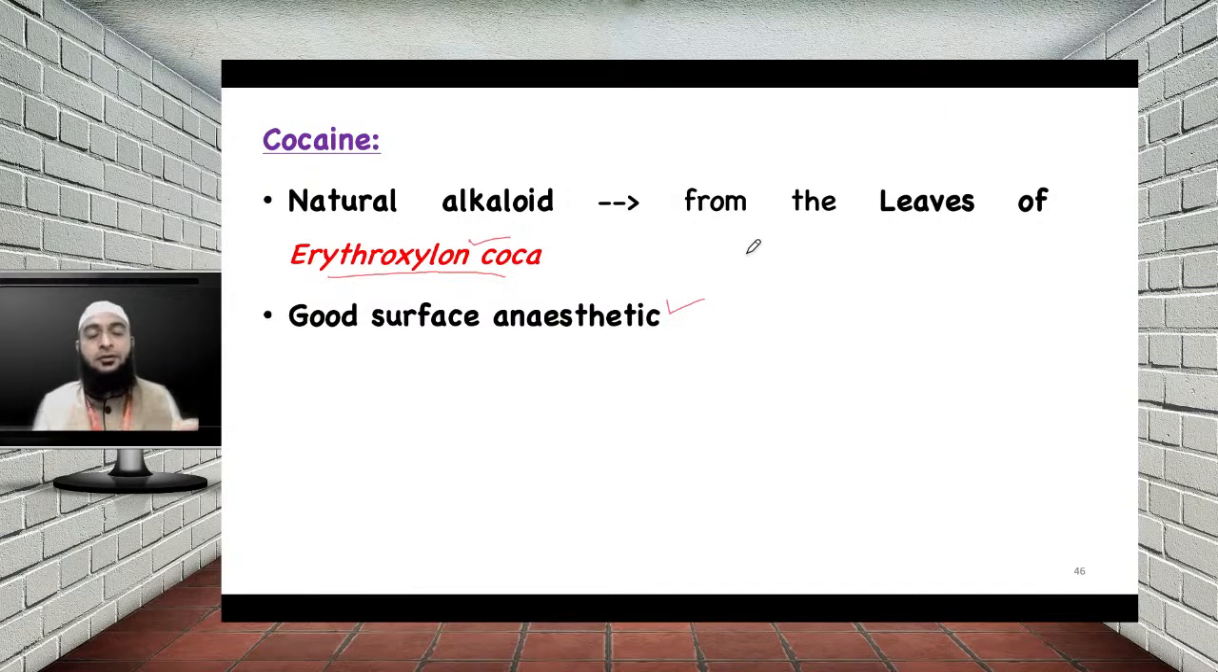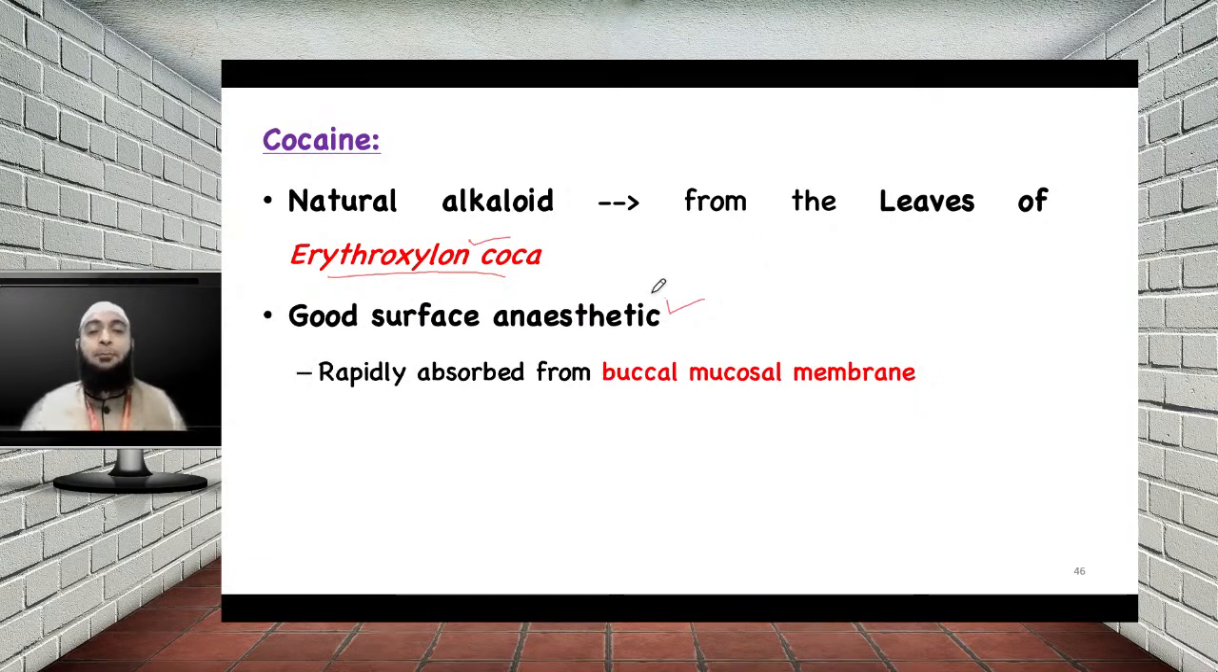Once you apply it on the particular surface, you will get very quick anesthesia. So it is a very good surface anesthetic, and it can rapidly absorb from the buccal mucosal membrane. When you want to do a minor procedure related to the buccal cavity, or if you are dealing with the teeth, either tooth extraction or minor surgery related to teeth, then you need to apply local anesthetics on the buccal or mucosal membrane. So it can rapidly absorb from the buccal and mucosal membrane.